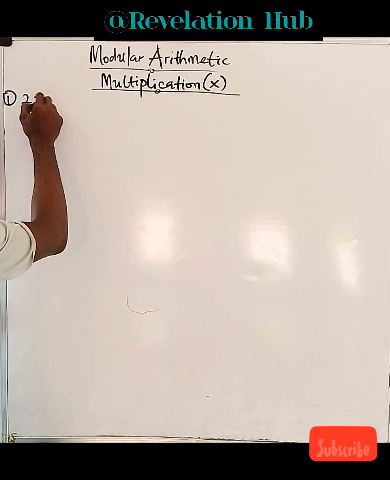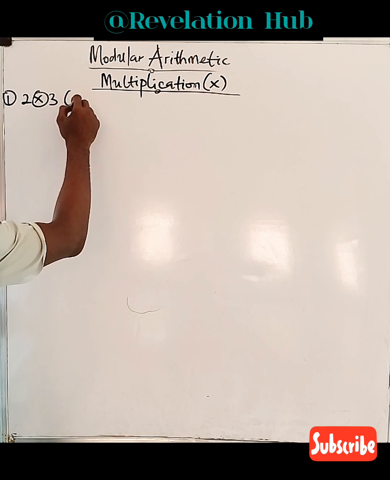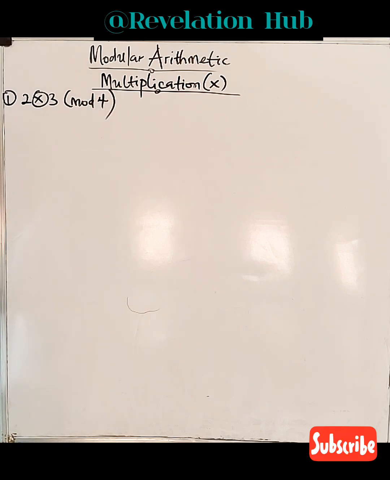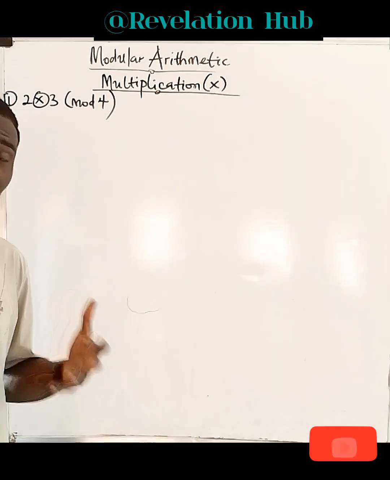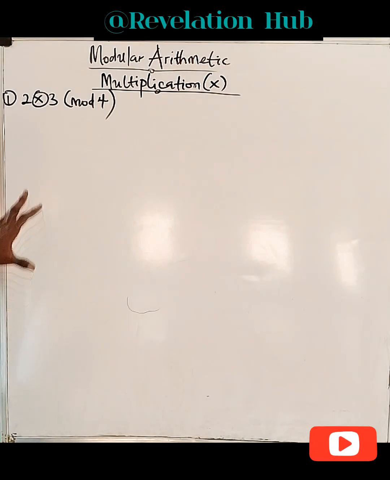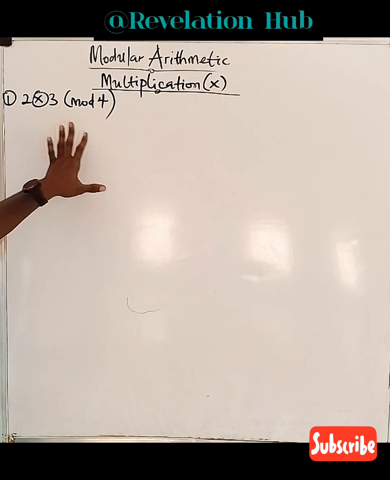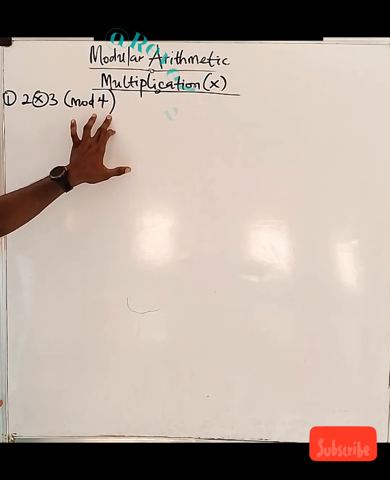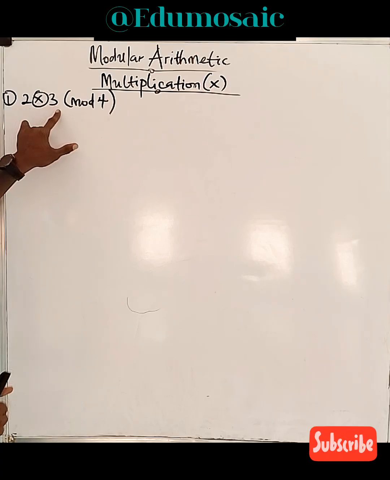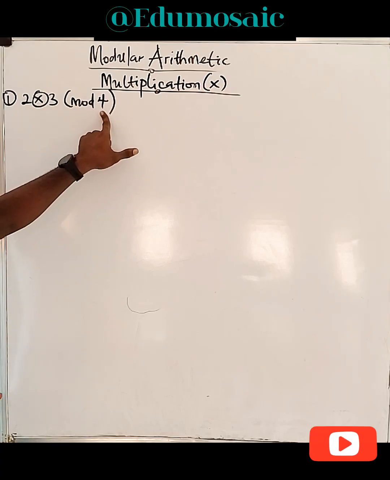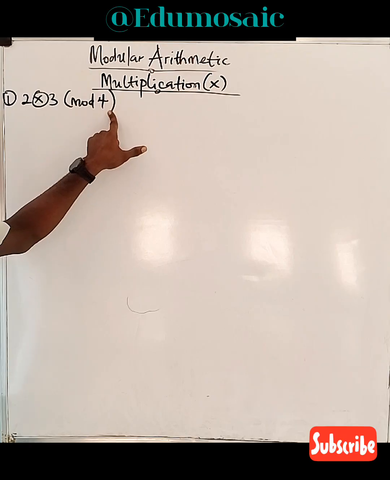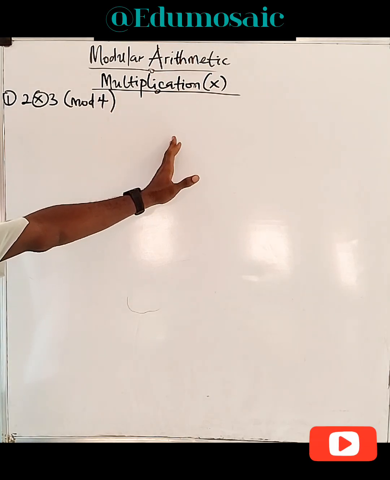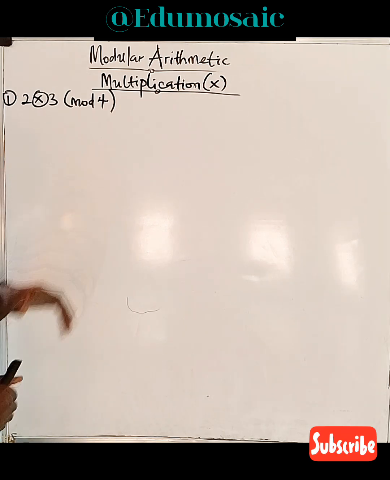So we have 2 times 3 in modulo 4, for example. How do we solve this? It looks very much like the other operations, addition and subtraction, but this time around, this is multiplication in modular arithmetic. We could solve this using a multiplication operation table, or we could just solve it directly. So let's solve this directly first.